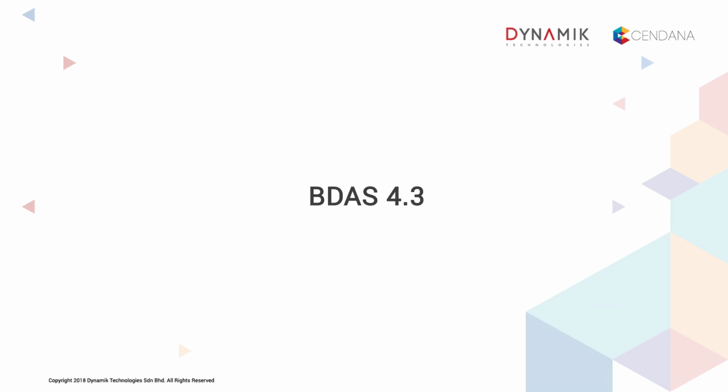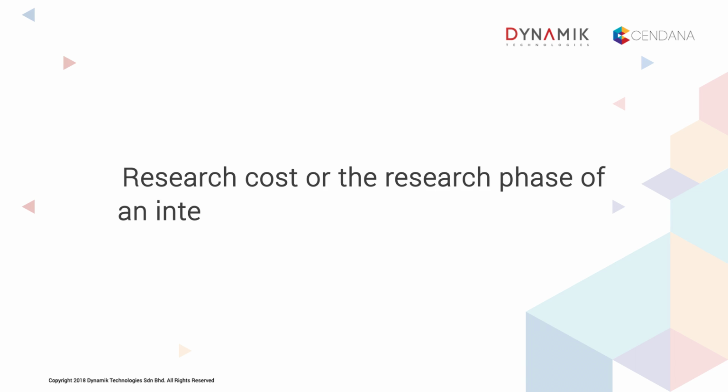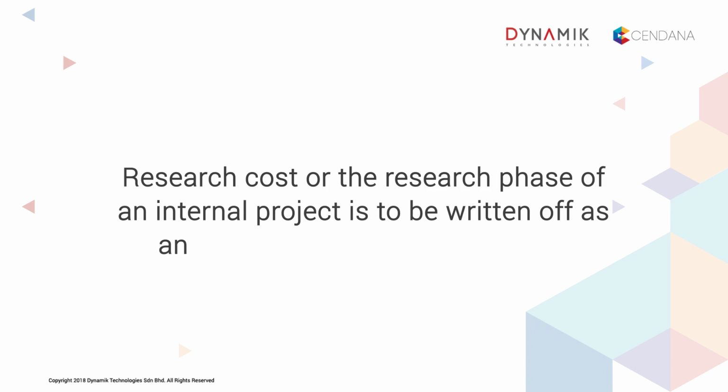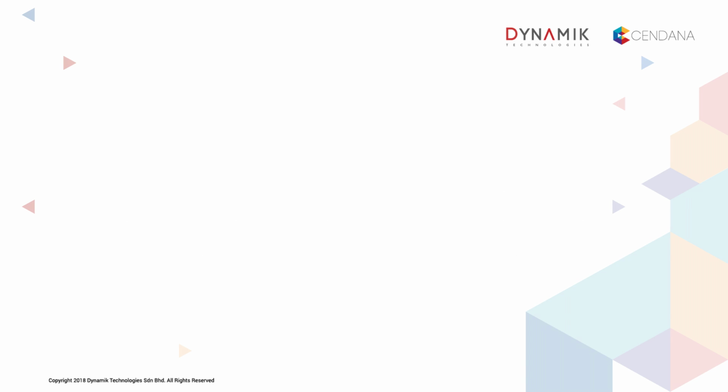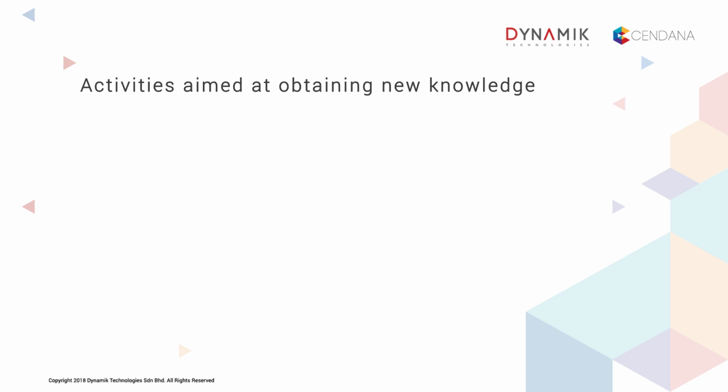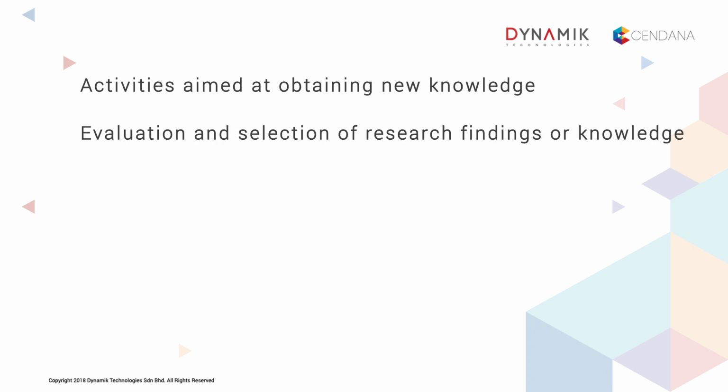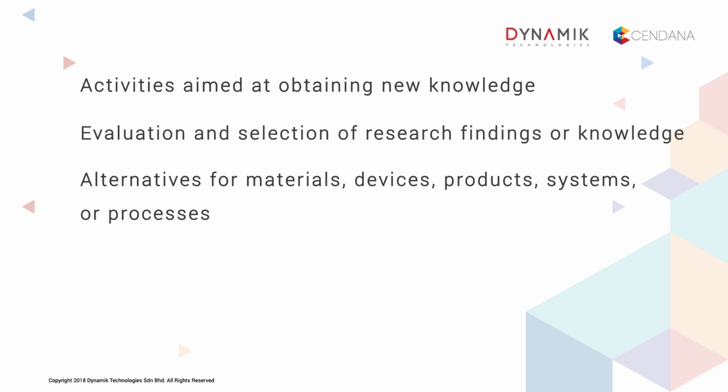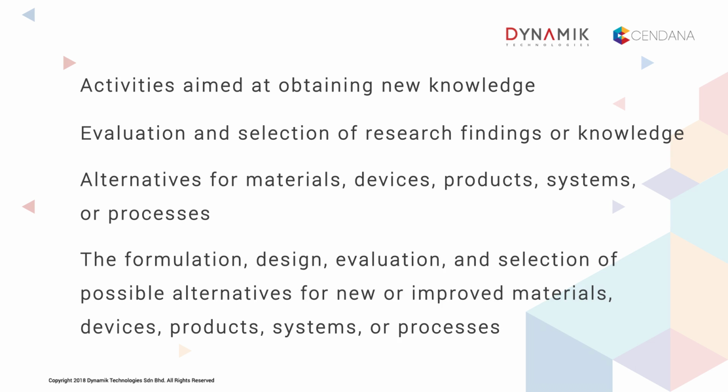Research cost under BDAS 4.3 is defined as follows: the research cost or the research phase of an internal project is to be written off as an expense as and when incurred. Examples of research costs include activities aimed at obtaining new knowledge, the search for, evaluation and selection of applications of research findings or knowledge, the search for alternatives for materials, devices, products, systems, or processes, and the formulation, design, evaluation, and selection of possible alternatives for new or improved materials, devices, products, systems, or processes.